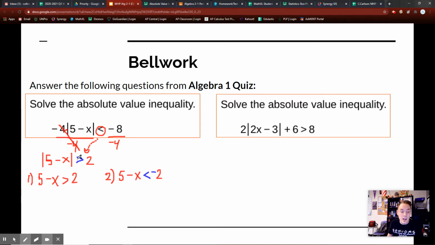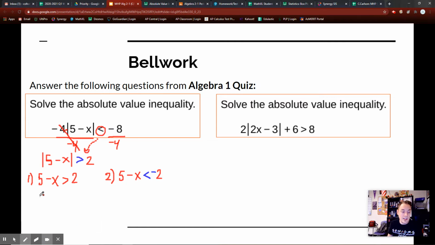The rule says whenever you have a greater than sign, you have two inequalities. One is exactly how you see it, except for the absolute value bars. The second one is exactly how you see it, except you change the sign and then make it negative. A changed inequality sign and a negative. Now that we got through that, we can actually start solving both of them.